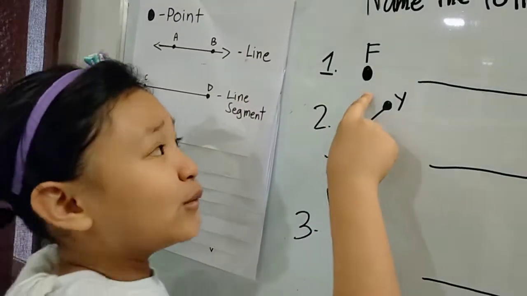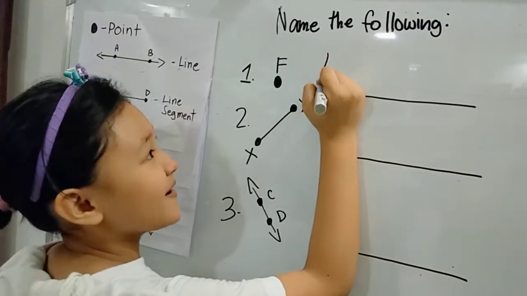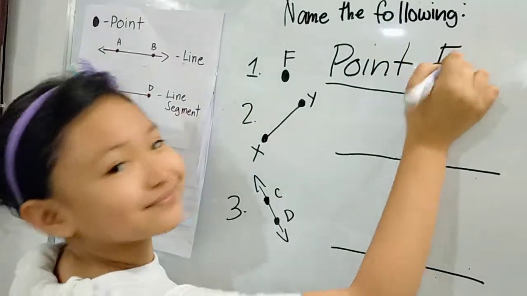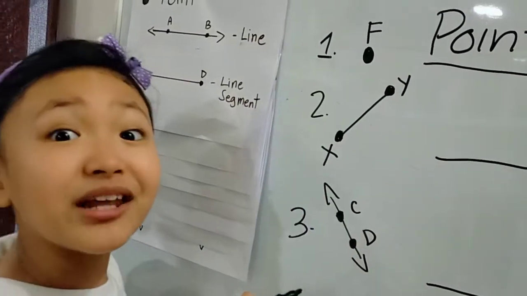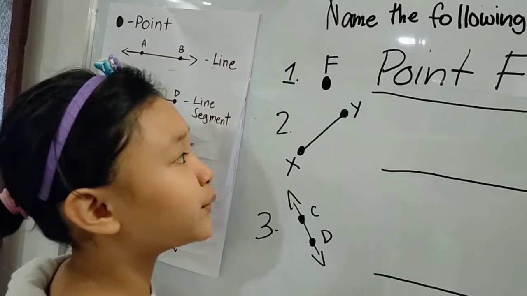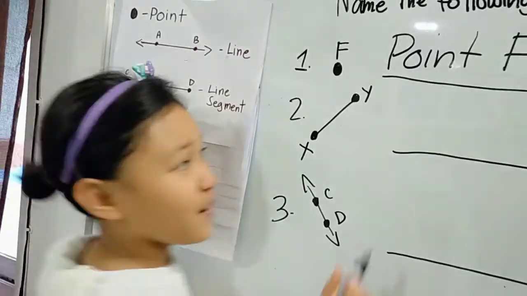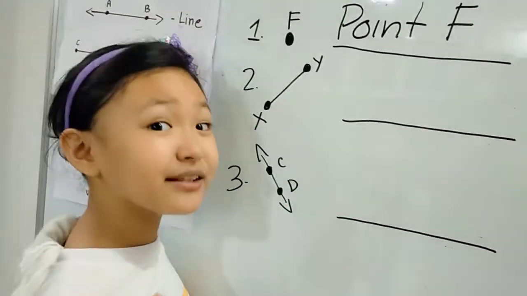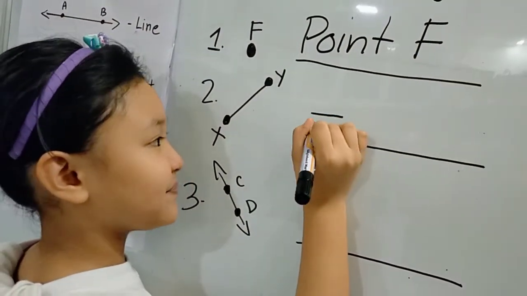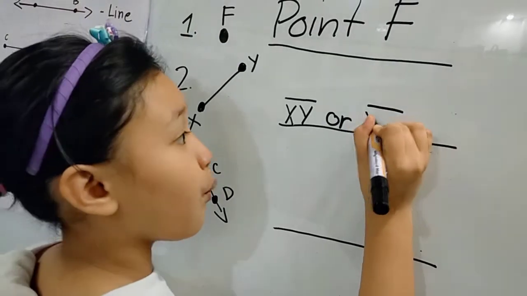Number 1. What is this? Yes, it's a point. We are going to write here point F. It is a point because it is a dot, and a point is represented by a dot. Number 2. What is this? You're right! It's a line segment. Because it has two endpoints. We are going to write it as line segment XY or line segment YX.